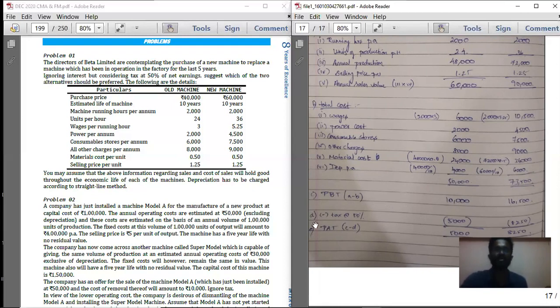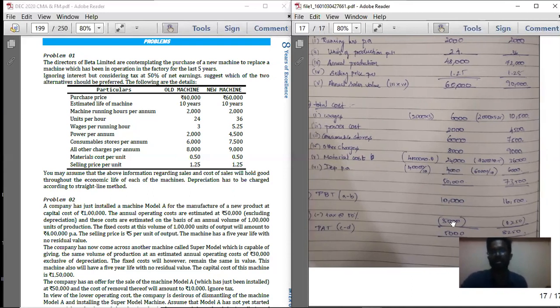Below that small d, less tax at the rate of 50%. They have given tax rate is 50%. So in respect of old machine, how much is the tax? 10,000 into 50%, you are getting 5,000. So record 5,000 within bracket for old machine. And for new machine, 16,500 into 50%, you are getting 8,250. Within bracket, record 8,250. So now total it.